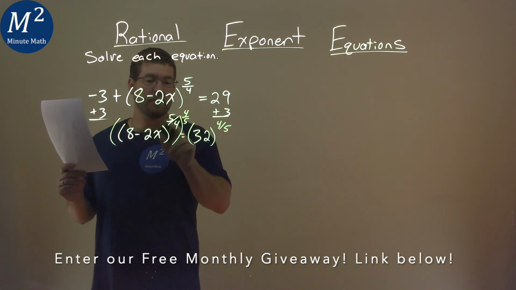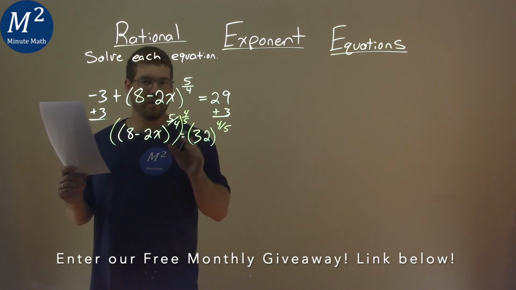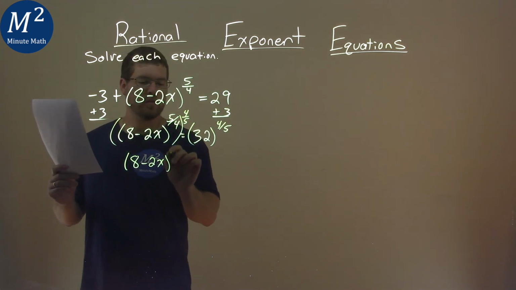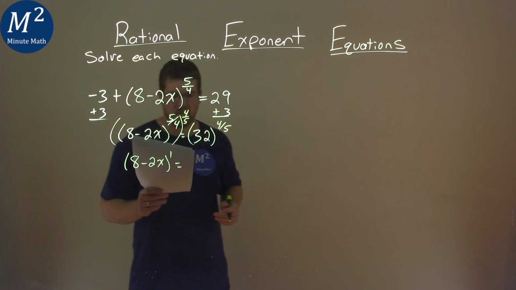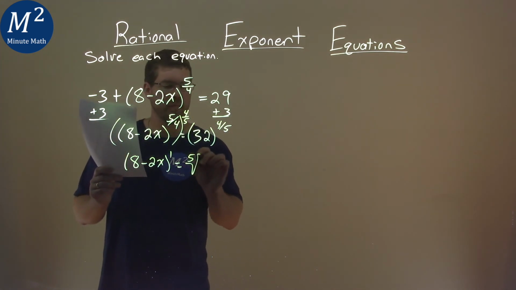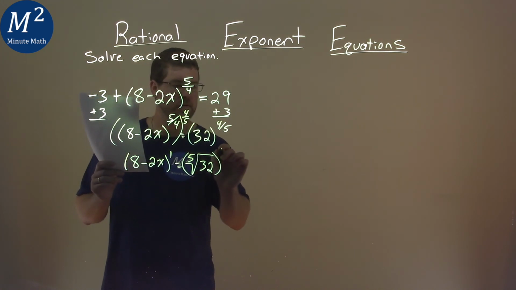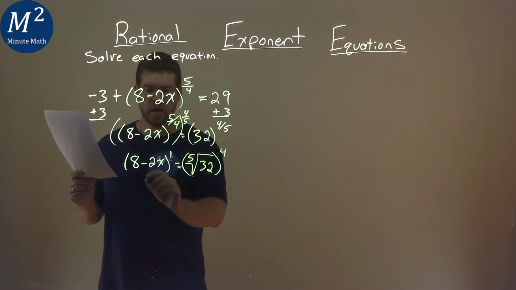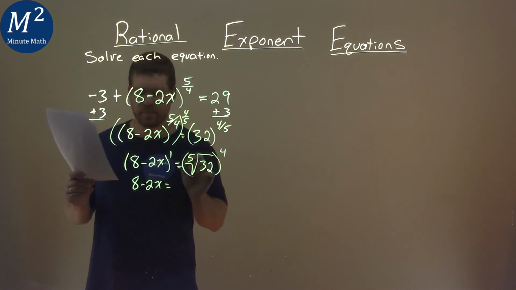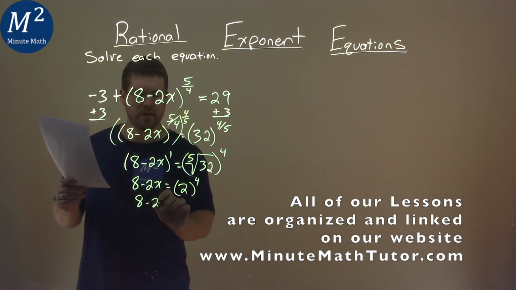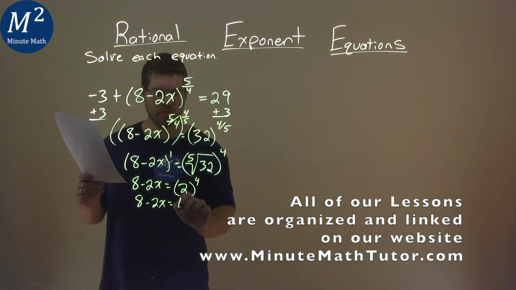By doing that, 5/4 power raised to a 4/5 power, we multiply the exponents, and that's just a 1. So we have an 8 minus 2x here, all to the first power. The right-hand side, 32 to the 4/5 power, is the same thing as the 5th root of 32, all to the 4th power. Now from here, where do we go? Well, 8 minus 2x stays there. The 5th root of 32 is a 2. We still have to raise that to the 4th power. We have 8 minus 2x here. 2 to the 4th power is a 16.